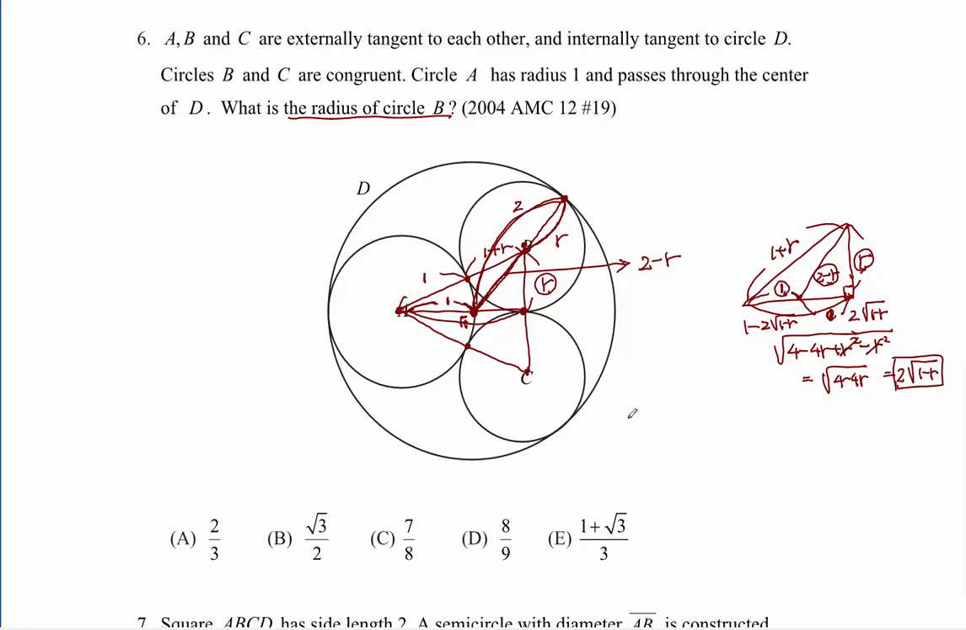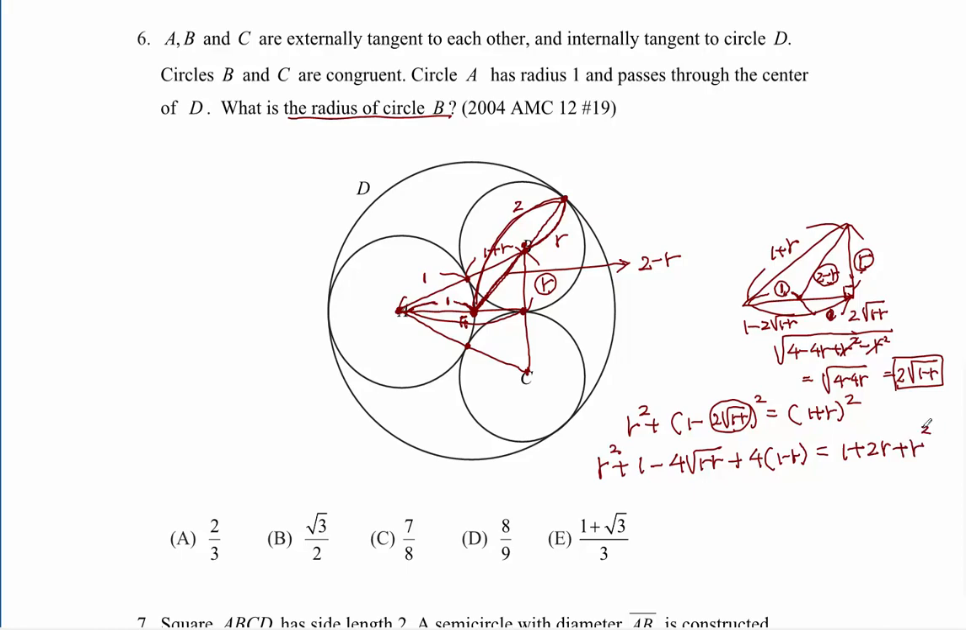R squared plus (1 plus 2 root of 1 minus R) squared equals (1 plus R) squared. Is it okay? Now let's simplify. This is R squared, this is 1 plus 4 times (1 minus R), and plus the square is 4 times, I'm going to write it down, (1 minus R). And this one equals 1 plus 2R plus R squared.